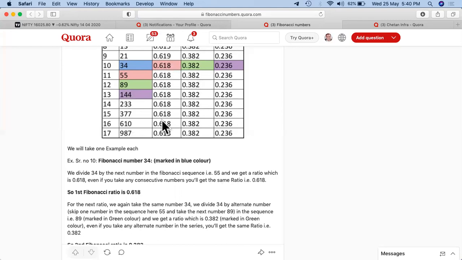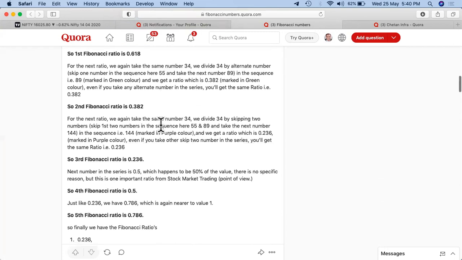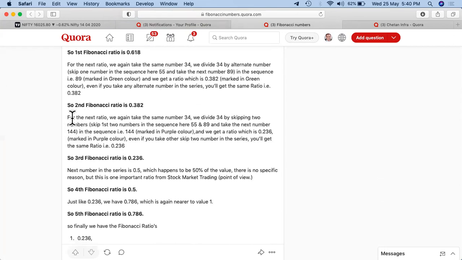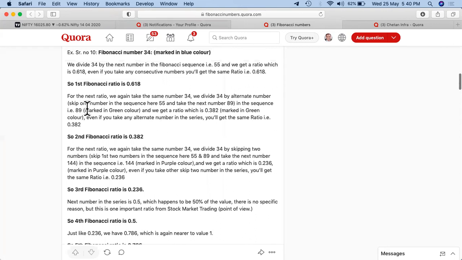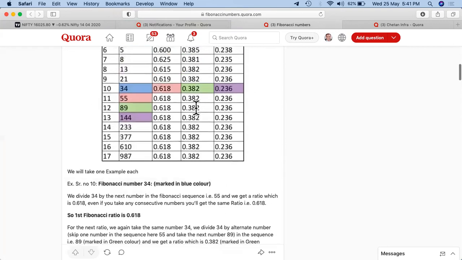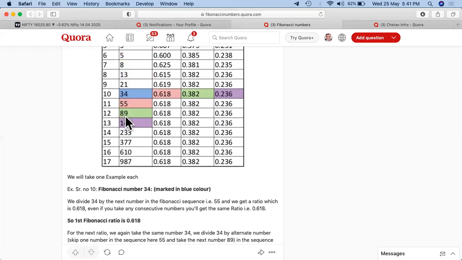Just like we got 1.618 for the golden ratio, same way over here we get the same ratio which is 0.618 overall, right? So one of our ratios is 0.618. The second one over here is, for the next ratio, we again take that same number, which is 34, and we divide 34 by the alternate number, that is, skip one. For example, we divide 34 by 89. When we divide 34 by 89, we get the ratio which is 0.382.